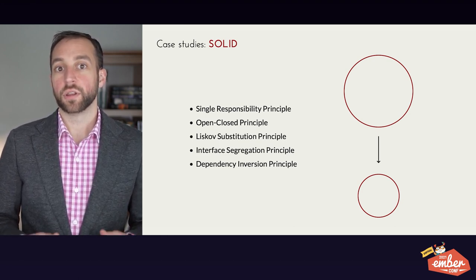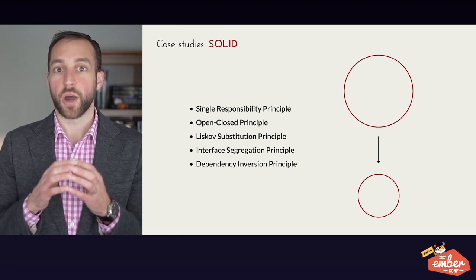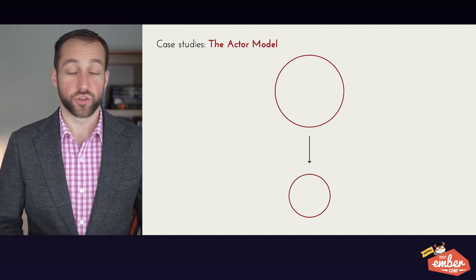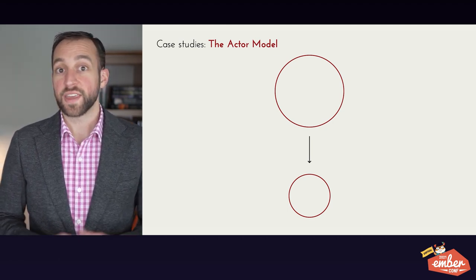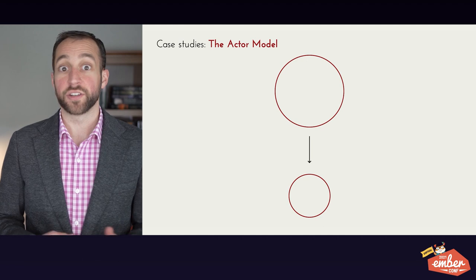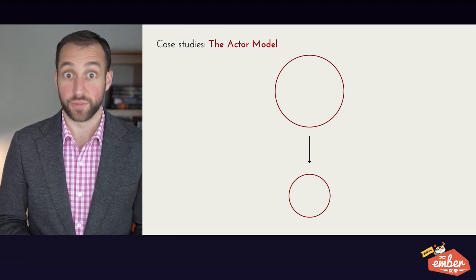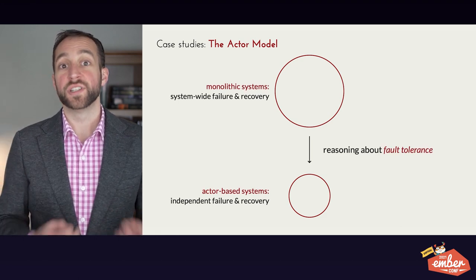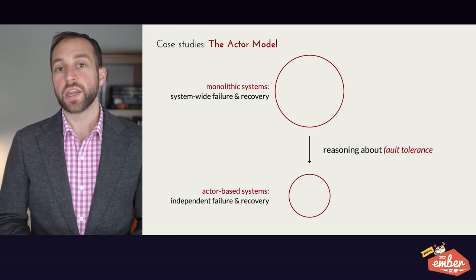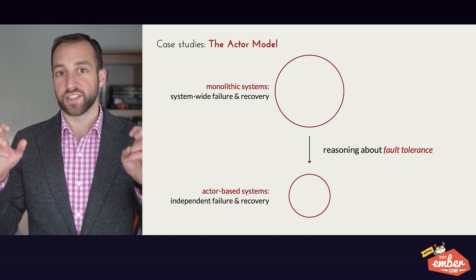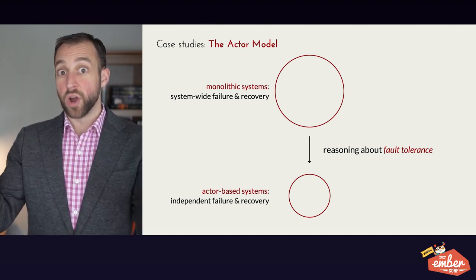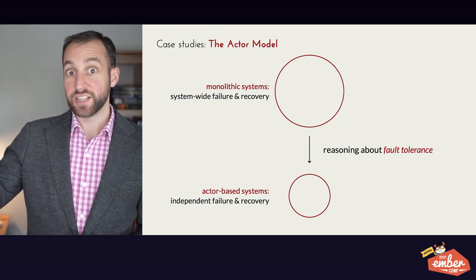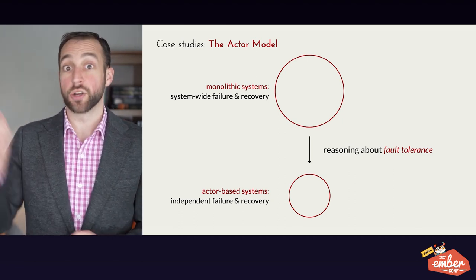All of these let us shrink the radius of what we have to think about in terms of interfaces. And this generalizes beyond structured or object-oriented programming too. The actor model, best known in the context of Erlang, which runs the telephone systems in the United States, helps us to reason locally about resilience or fault tolerance. In a traditional monolithic system, we have system-wide failure and recovery. If an exception gets thrown and isn't handled somewhere in your system, the whole thing goes down.